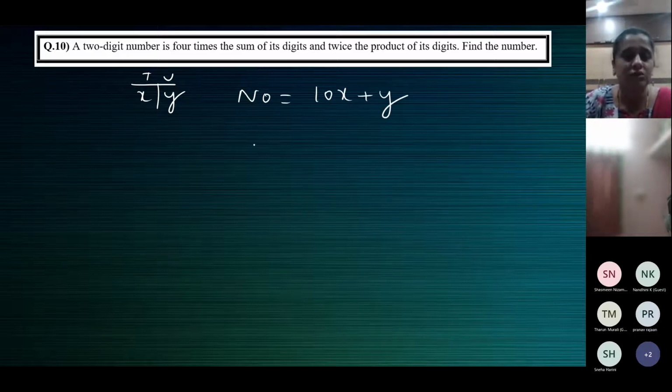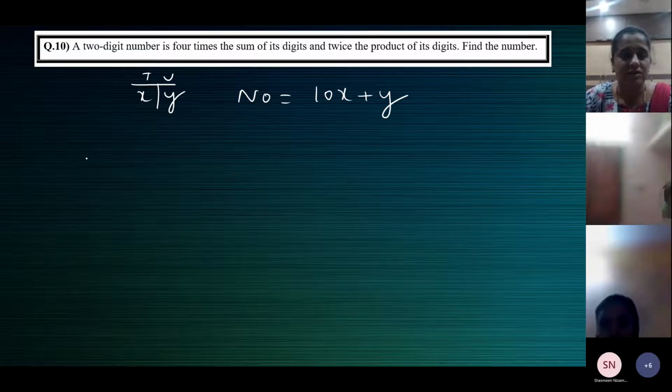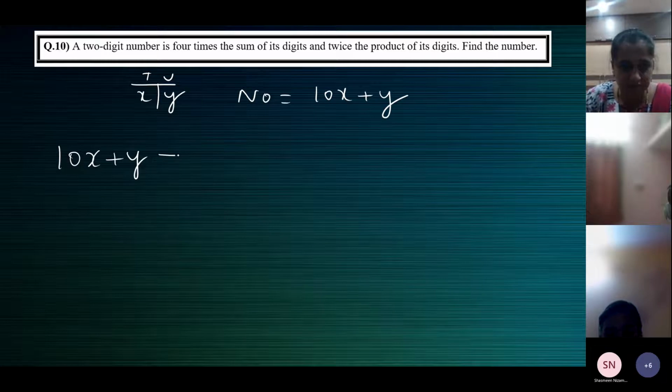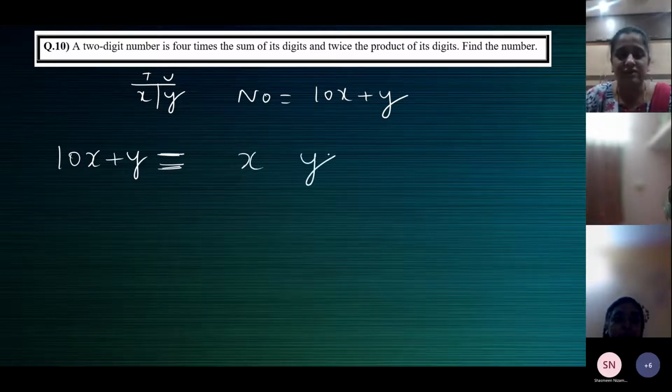Now what is given? A two-digit number is, meaning equal to, 4 times the sum of its digits. The digits are x and y. Sum of the digits, 4 times the sum of the digits.